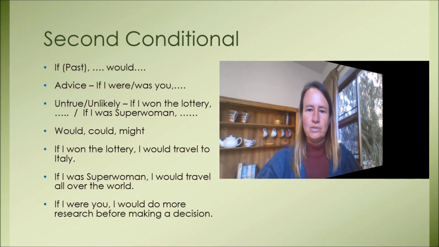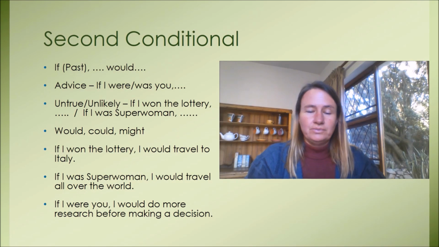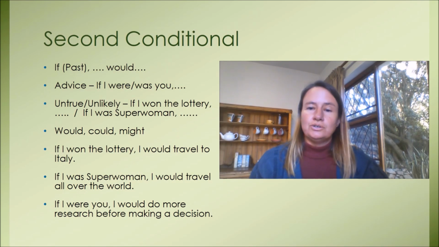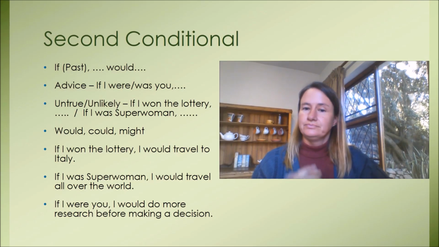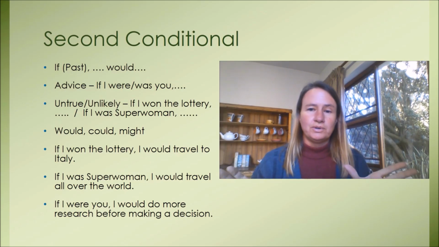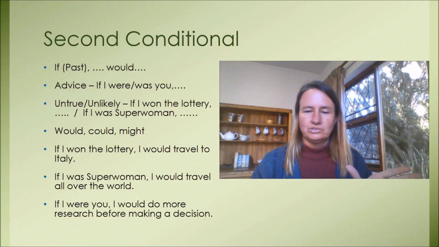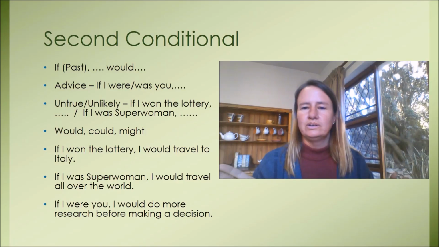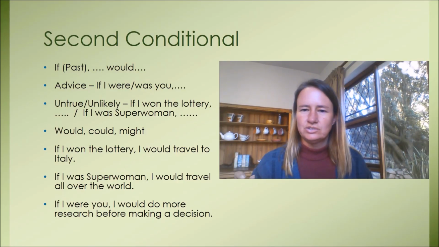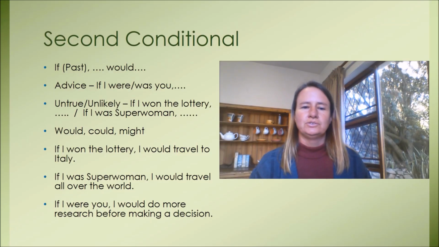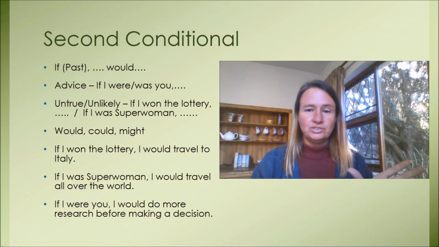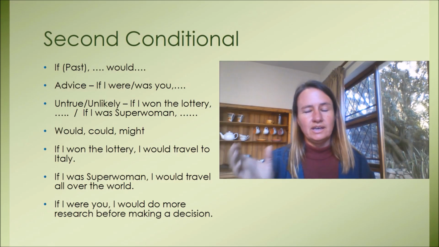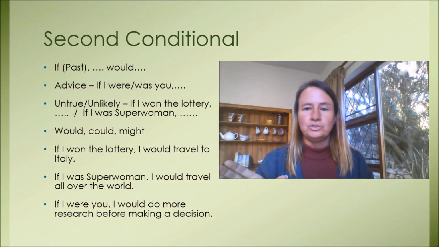Right, we're going to move on to the second conditional now. Let's start with our grammar form again. We have two clauses. The first part, if, past tense. And in the second part of the clause, we're going to use would. This makes our structure very simple. So, if, past, in the first part of the clause, and in the second part of your clause, use would.